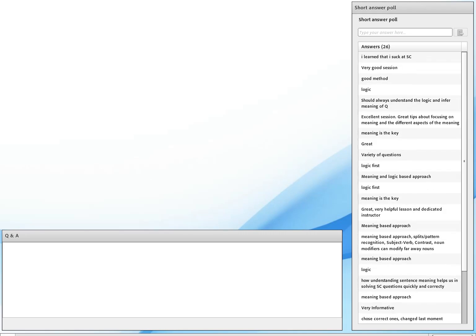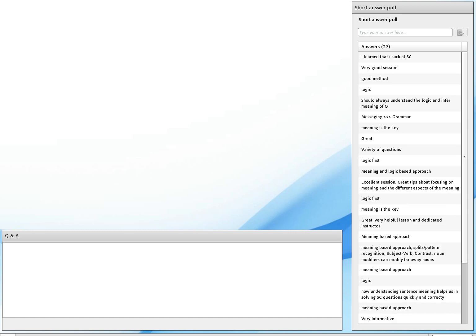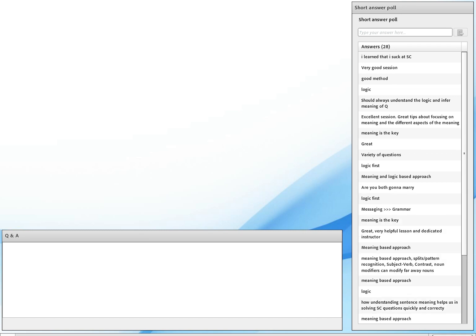All right, meaning is key. Oh, logic first, okay. Splits, pattern recognition, subject verb. Should you always understand the logic and infer the meaning of the question? Yes, you should. That is the meaning-based approach.